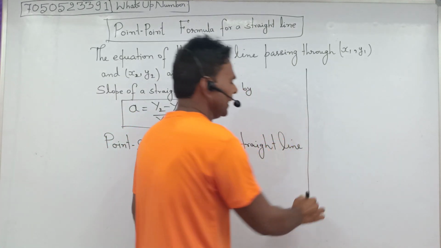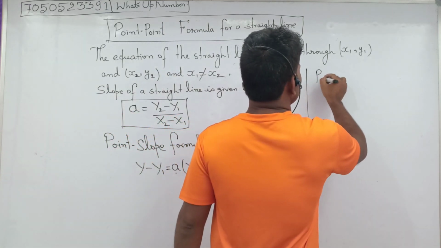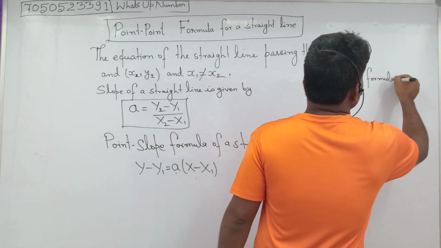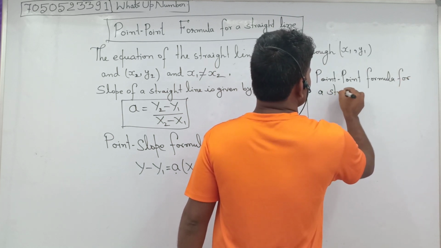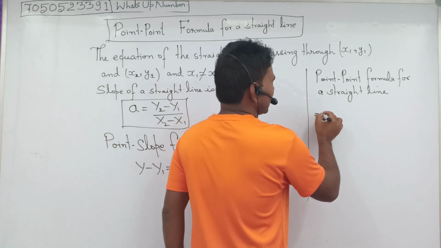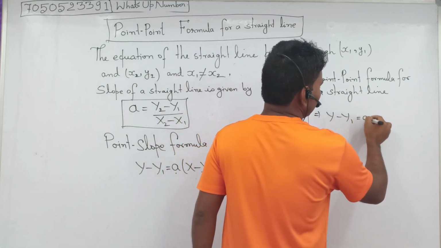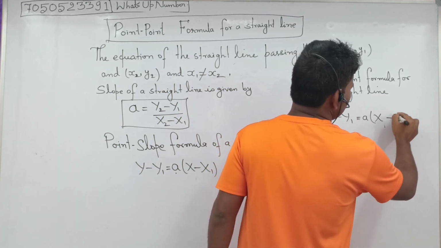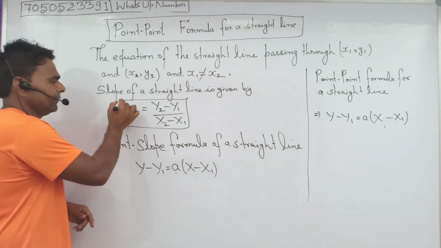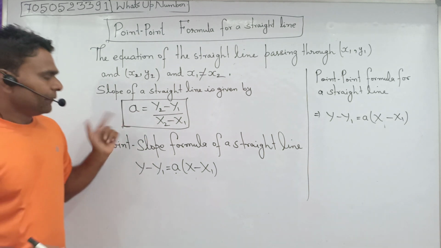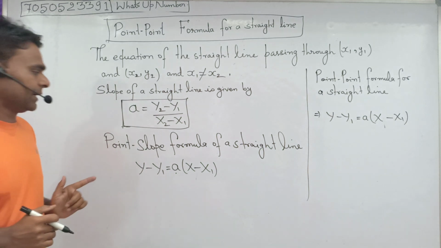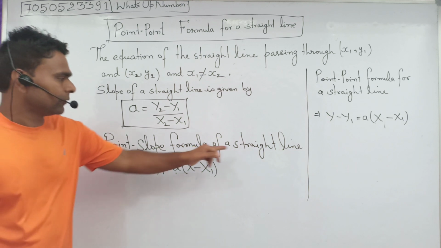Now it is time to get the point-point formula for a straight line. y minus y1 equal to A times (x minus x1). And what is the value of the slope of a straight line, that is the value of A? Once again, we need to substitute the value of A, the slope of a straight line, in the point-slope formula of a straight line here.